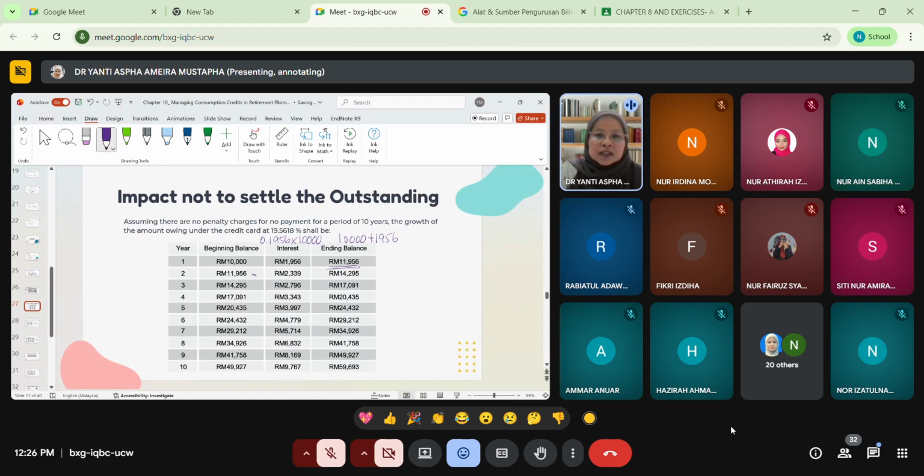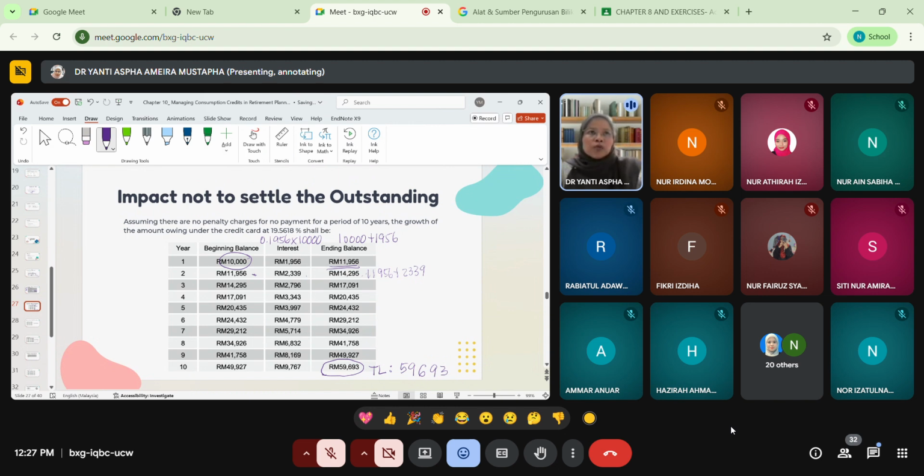At 19.56%, the interest increases by about 400 ringgit to 2,339. And the ending balance in year 2 is 14,000, so this is 11,956 plus 2,339. And you can do this on your own until year 10. At the end of year 10, the total liability of Jonathan is 59,693. It has ballooned up from 10,000 ringgit to 59,693.